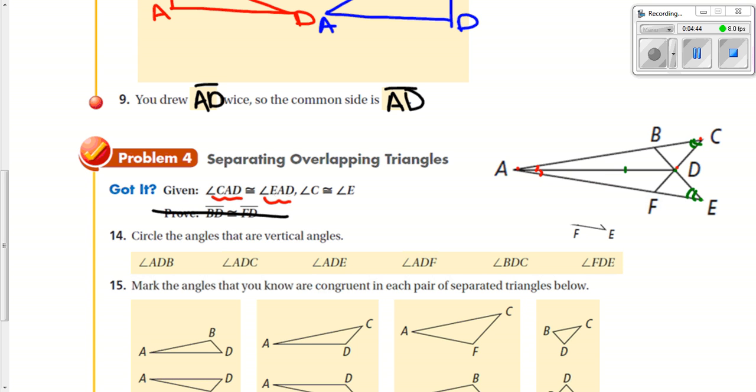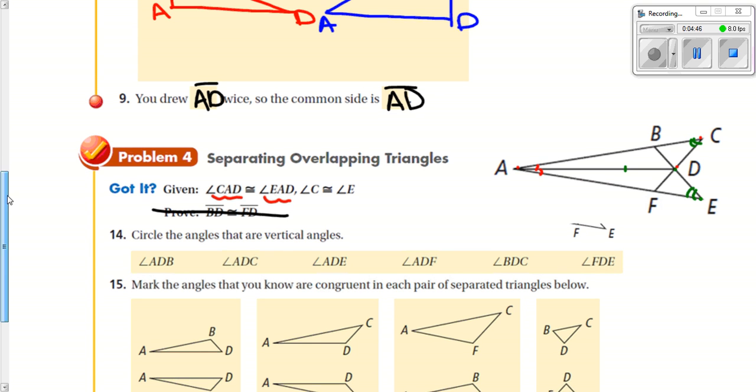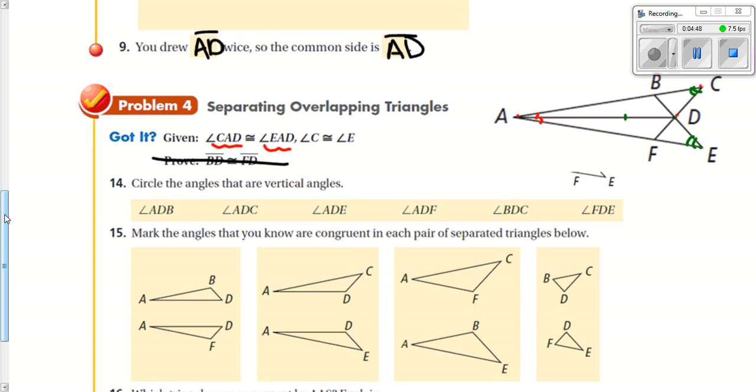All right. So number 14 tells me to circle the angles that are vertical angles. Take a look at the diagram. Where are my verticals? They are right here. Remember, if you were to trace both of them, they would both form a V and the tips are pointing towards each other. Okay, so what two is that? That's FDE and BDC. Okay, so these two right here, those are my vertical angles. So you've got to be looking for those parts.